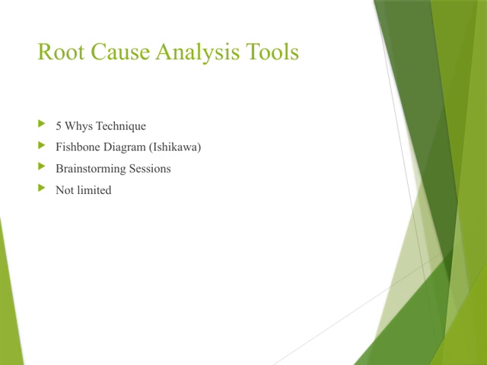5 times to dig deeper into the underlying causes of a problem. It helps us peel back the layers and identify the core issue. Next, we have the fishbone diagram, also known as the Ishikawa diagram. This tool is great for visually mapping out potential causes of a problem across various categories, like people, processes, or materials. It encourages a comprehensive look at all possible factors involved.